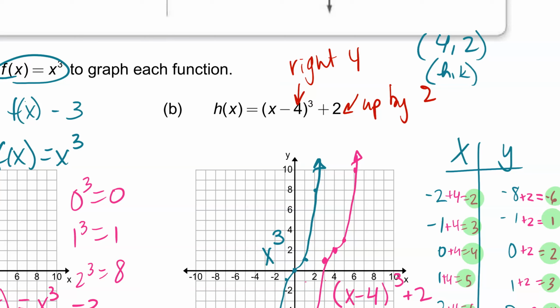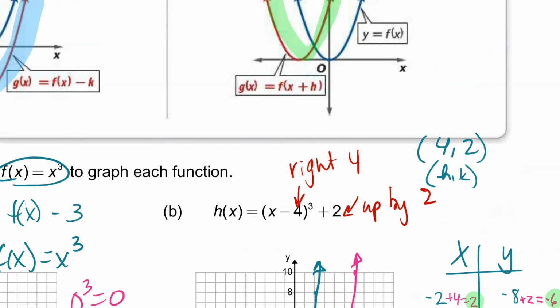Normally the vertex for a parabola is the bottom of the U. For your cubic function, it's where you're switching. It's where it almost looks like it levels out and then goes back up. For your absolute value, the bottom of your V is your vertex. So all of the vertex forms are roughly similar.